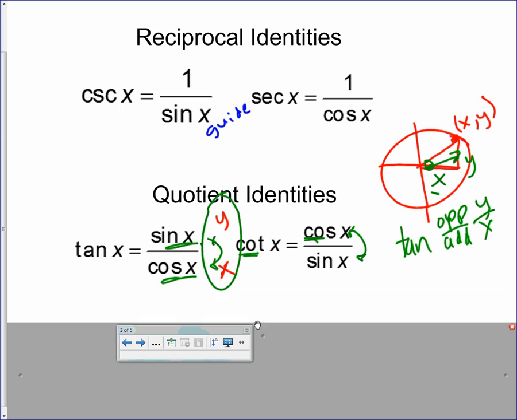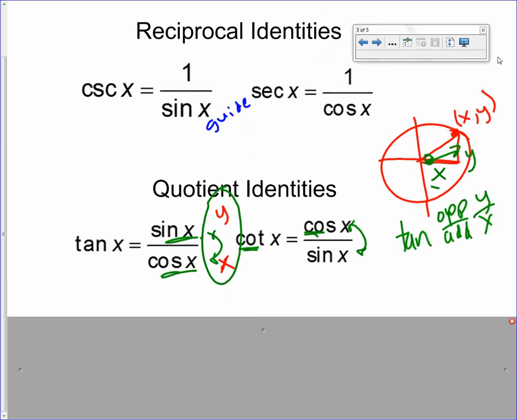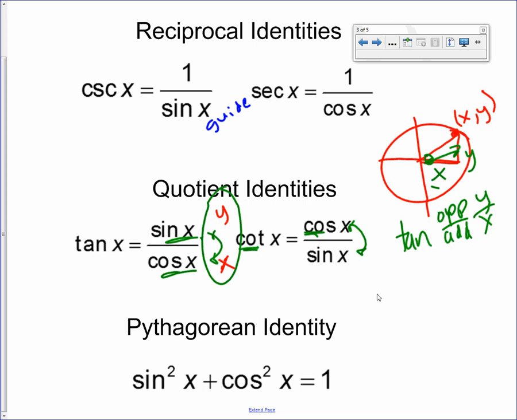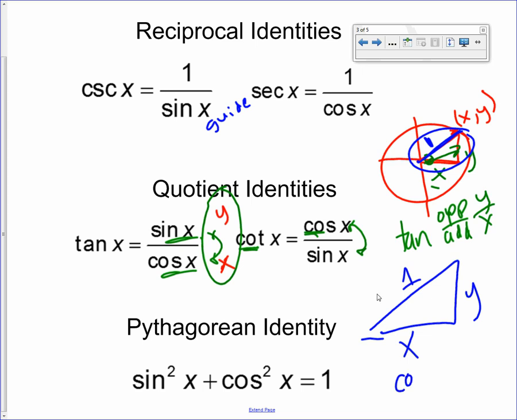The next identity that we have to know is called the Pythagorean identity. The Pythagorean identity says that sine squared plus cosine squared equals 1. The reason this is true goes back to the unit circle. I'm going to use the same picture right here. Remember that in the unit circle, the radius of the circle is 1. So if we look at that triangle, we have an x value, a y value, and the hypotenuse is 1. X is represented by cosine, y is represented by sine.